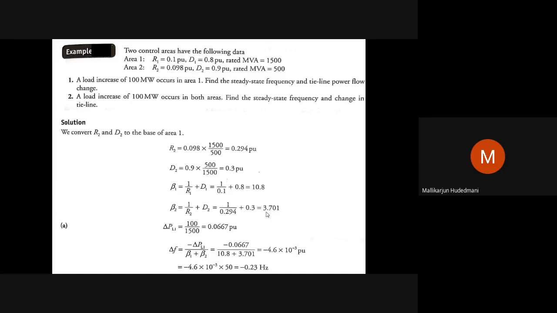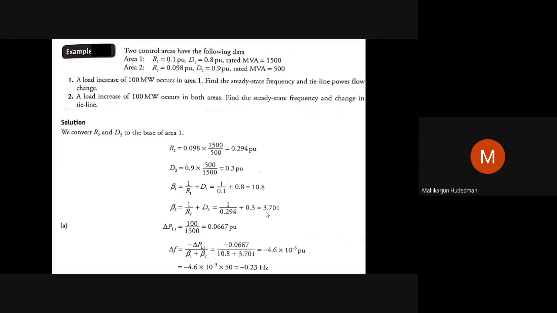So from this, I can definitely write beta 2. And beta 1 is direct because it is already on the base of 1500. So I can write beta 1 as 1 by 0.1 plus 0.8, which is equal to 10.8. Beta 2 is 1 by R2 plus D2, as 1 by 0.294 plus 0.3, as 3.701. This is the prerequisite of getting beta 1, beta 2.